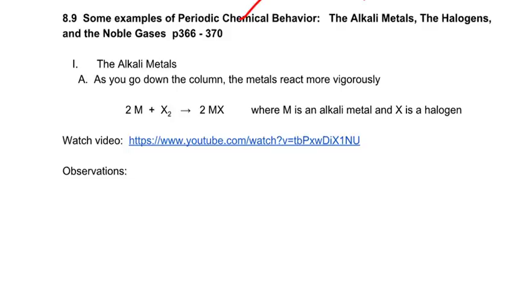As you go down the column, the metals are going to react more vigorously. Here's my reaction, a balanced chemical equation. The X2 will be, let's say, chlorine or fluorine, one of the halogens. M is any alkali metal, and X is your halogen. I want you to watch this video. I think you're going to like it. Write down your observations on what happens in the video, and then come right back.